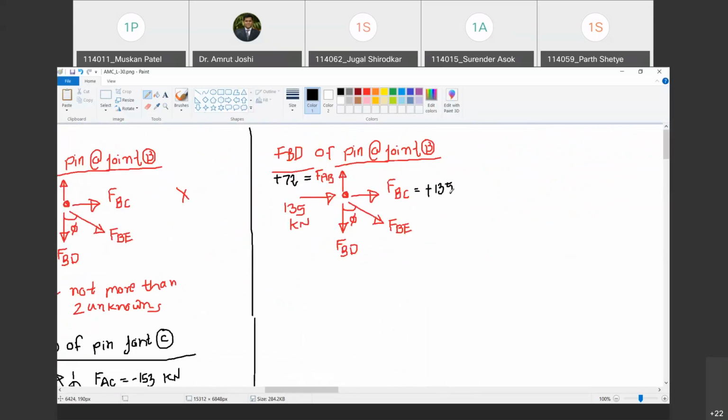So what are the unknowns now? Unknowns are FBD and FBE. What is the value of phi? It is 61.93 degrees. And we now have two equations for this free body diagram: summation Fx equal to 0 and summation Fy equal to 0.